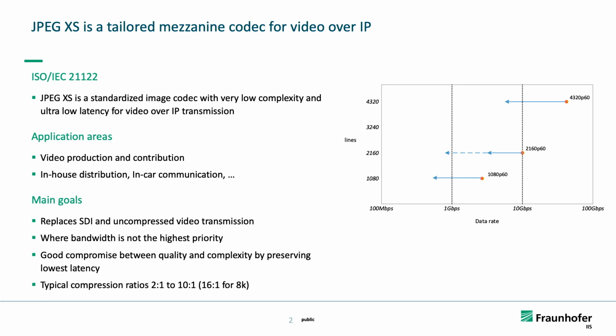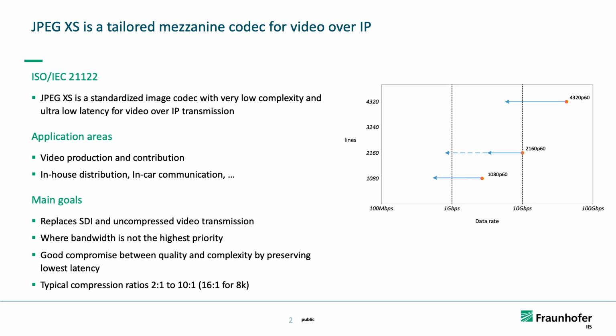You see on the right-hand side some examples where it is possible to reduce the bandwidth by an order of magnitude to transmit video data over Ethernet lines, and that's the main goal here for JPEG XS. We want to replace SDI or uncompressed video transmission, and this falls into this category: NDI, SDI replacement, or SMPTE ST 2110. And we want a good compromise between quality and complexity while preserving the lowest latency.